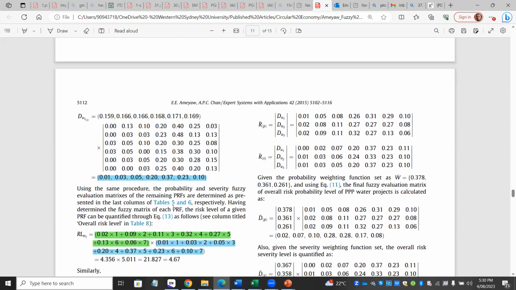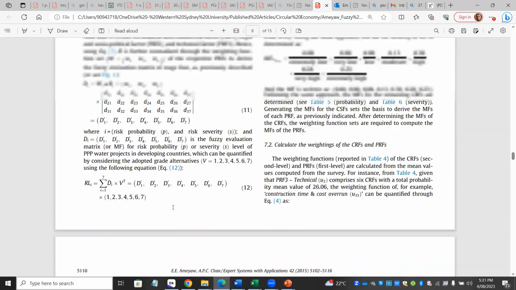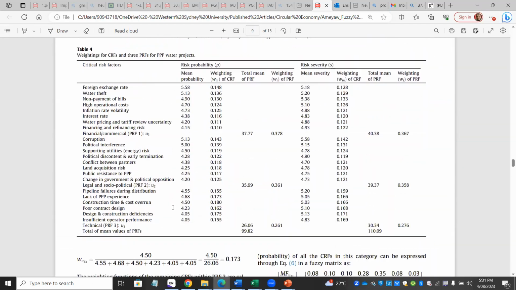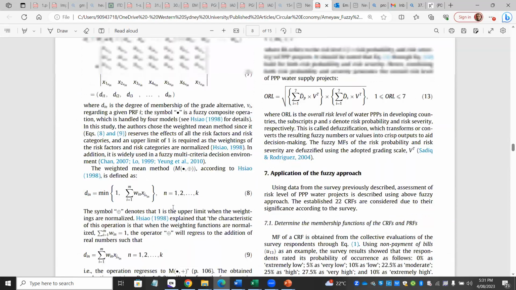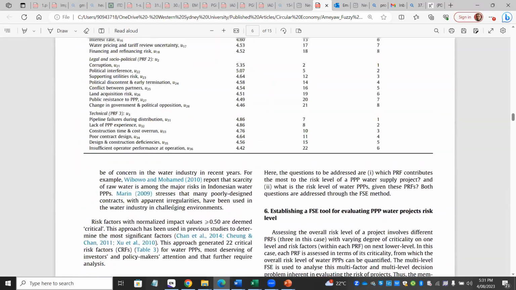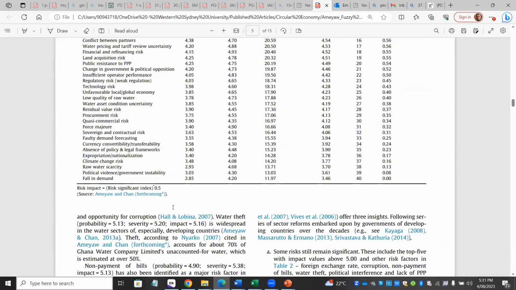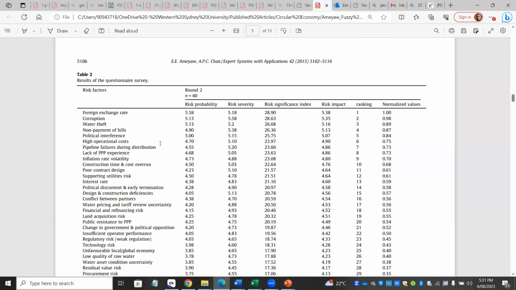So this also somehow takes us back to table 2. And table 2, if you remember, we obtain the risk significance index by multiplying the risk probability by the risk severity. Remember. So almost the same thing is being done here. But this one is in terms of the FAXI matrix computation results.